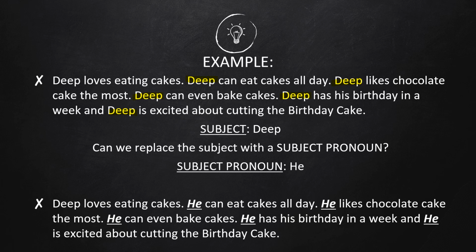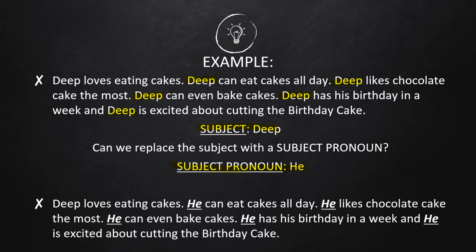Now, do you think there is something wrong with this sentence? Well, of course there is. We cannot use the name of the subject again and again and again. This is just not acceptable, and that is why we replace the subject, that is Deep, with a subject pronoun, that is he. So now, when we have changed the subject with a subject pronoun, let's reframe this sentence.